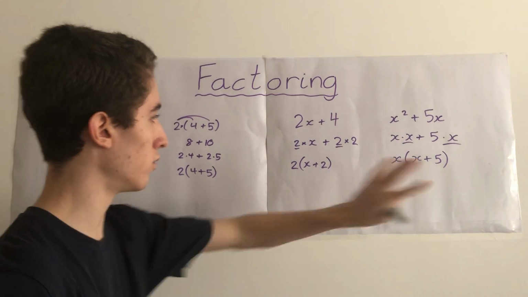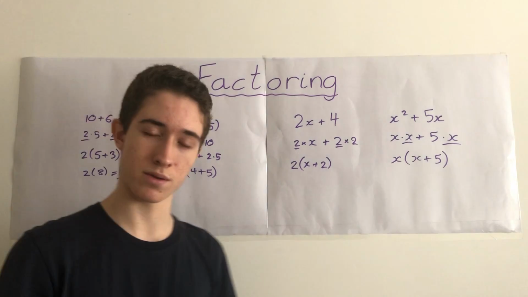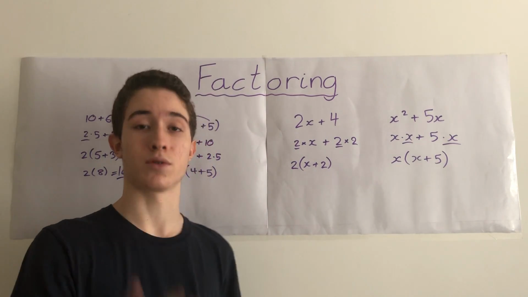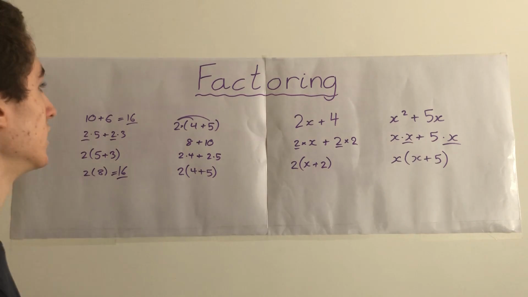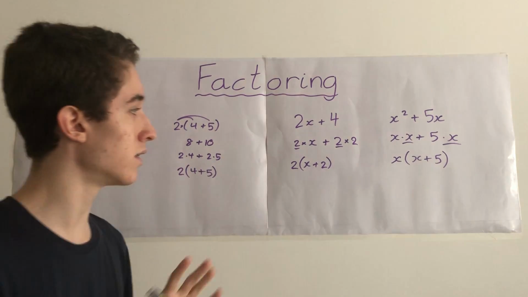And this is only the very basic level of factoring, where you do this opposite distributive property, but there are more advanced ways that we're going to talk about in our further videos with quadratics. And yes, this is just a very basic level of what factoring means.